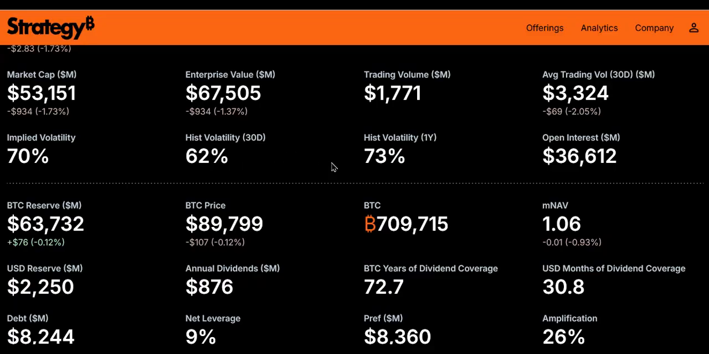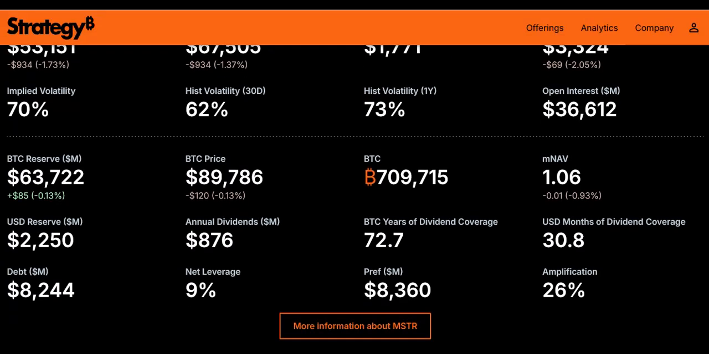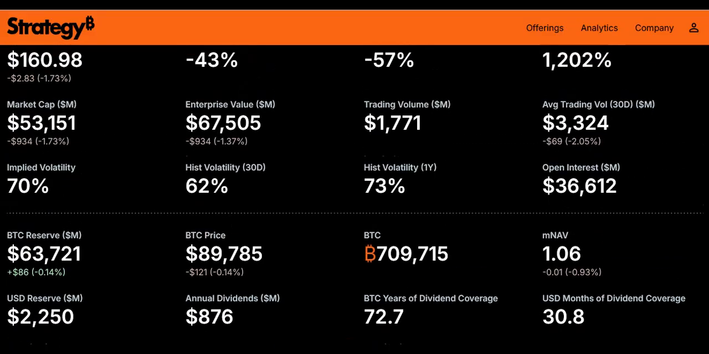Now, Strategy, which is the company MSTR, is now holding 709,715 Bitcoins. They have increased their purchases recently, and Bitcoin years of dividend coverage is now about 72 years, which means that if Bitcoin did nothing for this company, it could pay the dividend for up to 72 years, which is a very strong balance sheet it has developed now. Annual dividends are given here, 876.